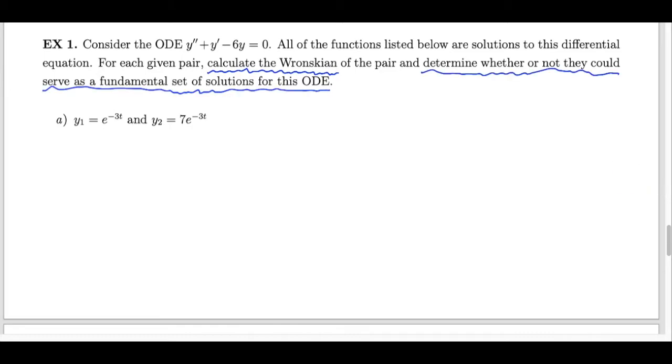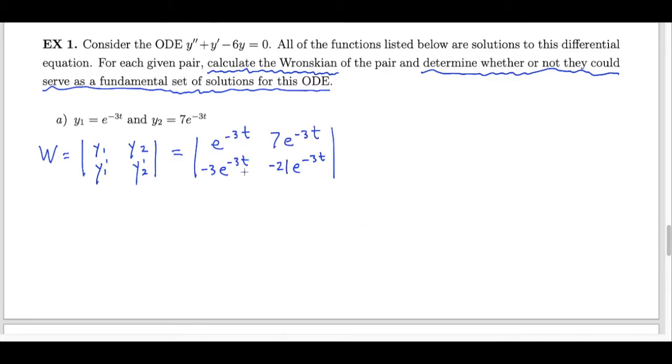So from above, we have this definition of the Wronskian in general, and we can plug in the ingredients that we've been provided in this specific example. Here I've just plugged in the y1 and the y2 and then their appropriate derivatives. And then recall that these tall vertical lines indicate the determinant of this 2 by 2 matrix.